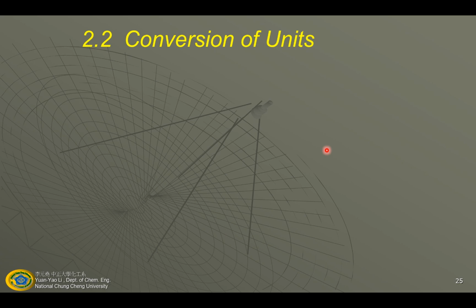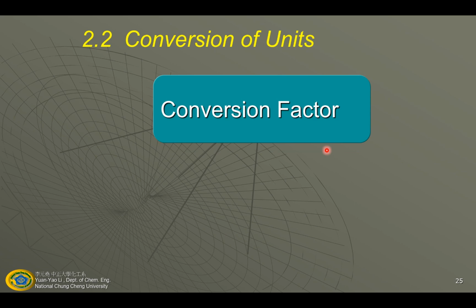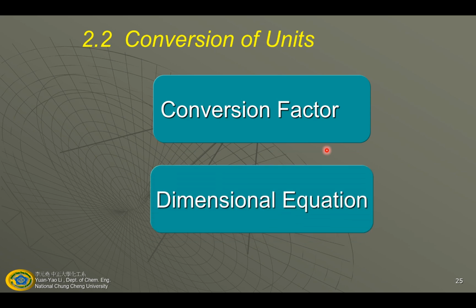So in section 2.2, conversion of a unit, there are two keywords. The first one is conversion factor. The second one is dimensional equation. So you need to learn this systematically so you know how to convert the units.